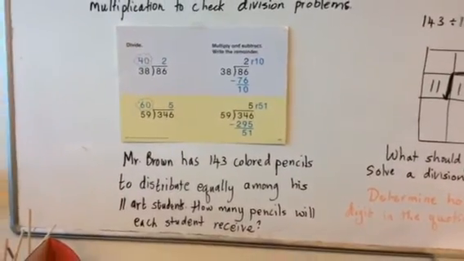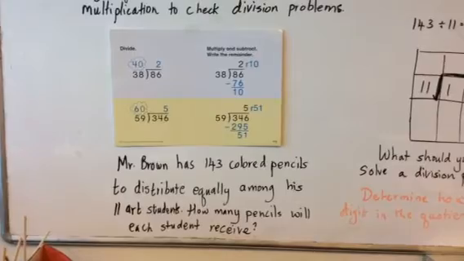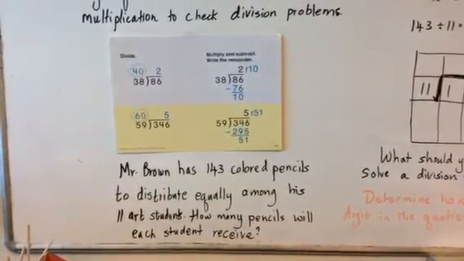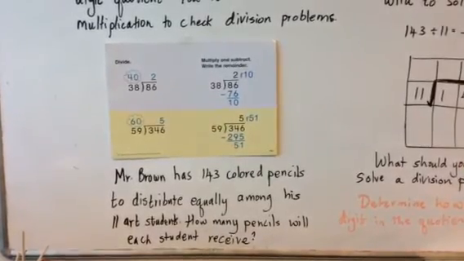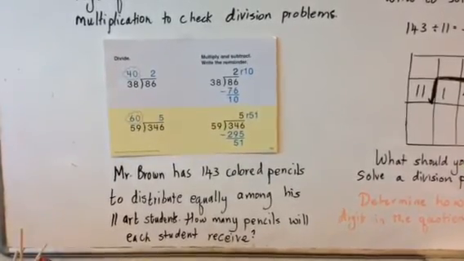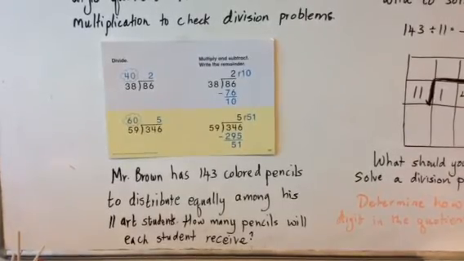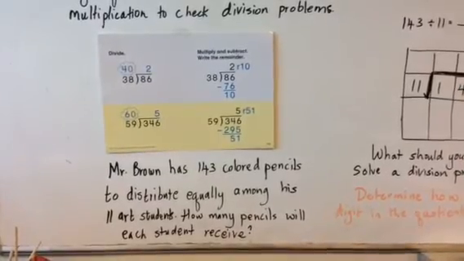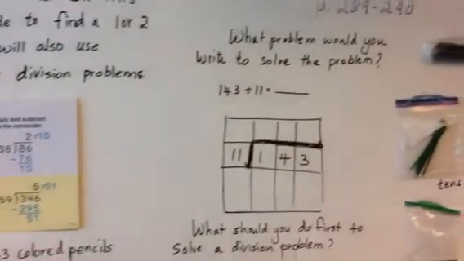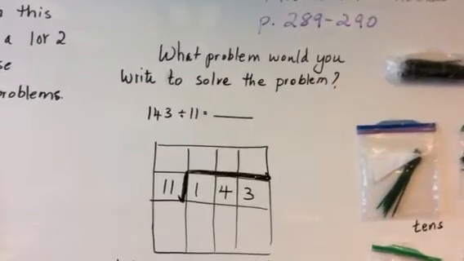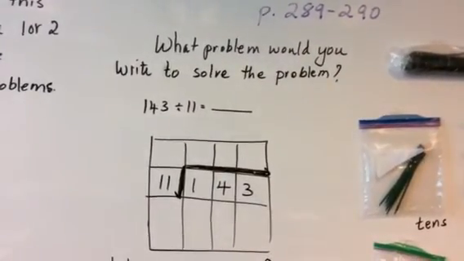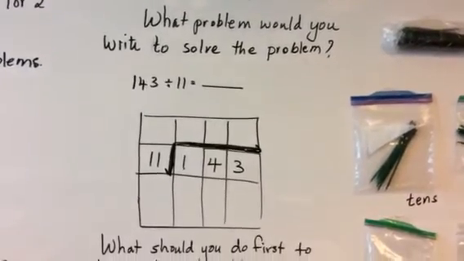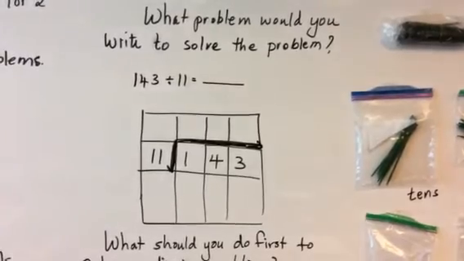Mr. Brown has 143 colored pencils to distribute equally among his 11 art students. How many pencils will each student receive? So altogether, Mr. Brown, the teacher, has 143 colored pencils to divide equally among 11 art students. How many pencils will each student get? What problem would you write to solve the problem? 143 divided by 11. Now we put in the grid 143 divided by 11.